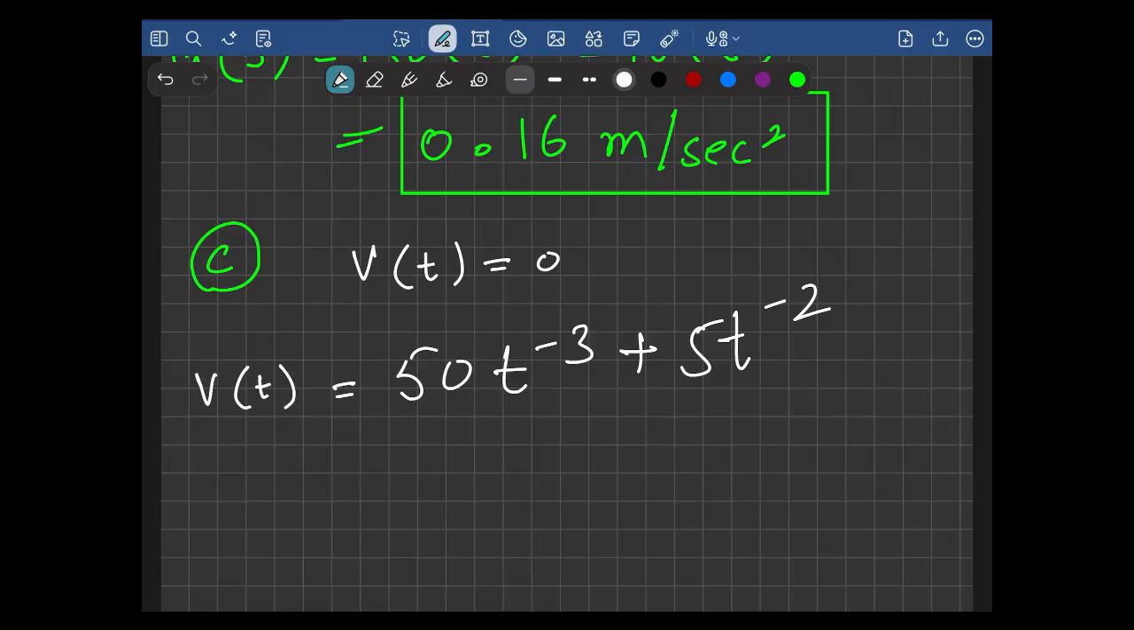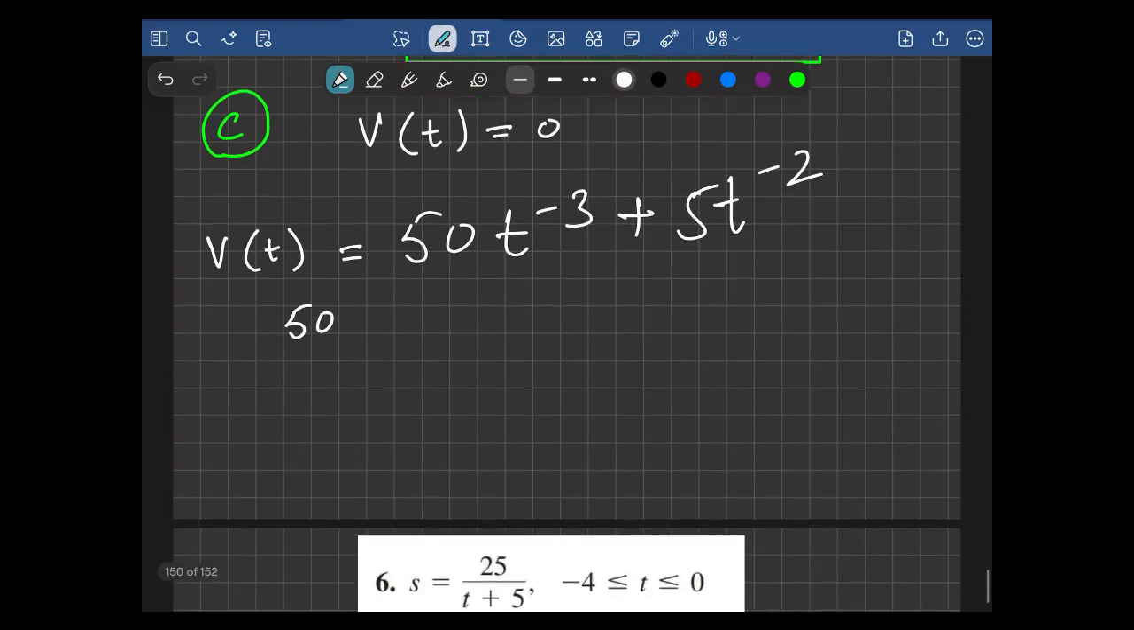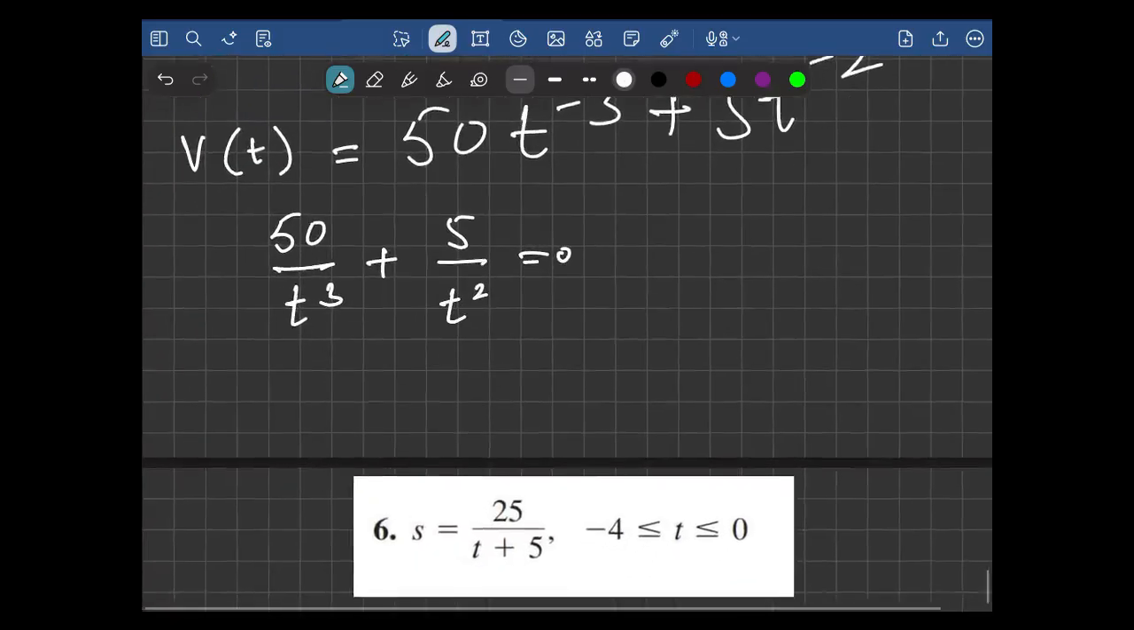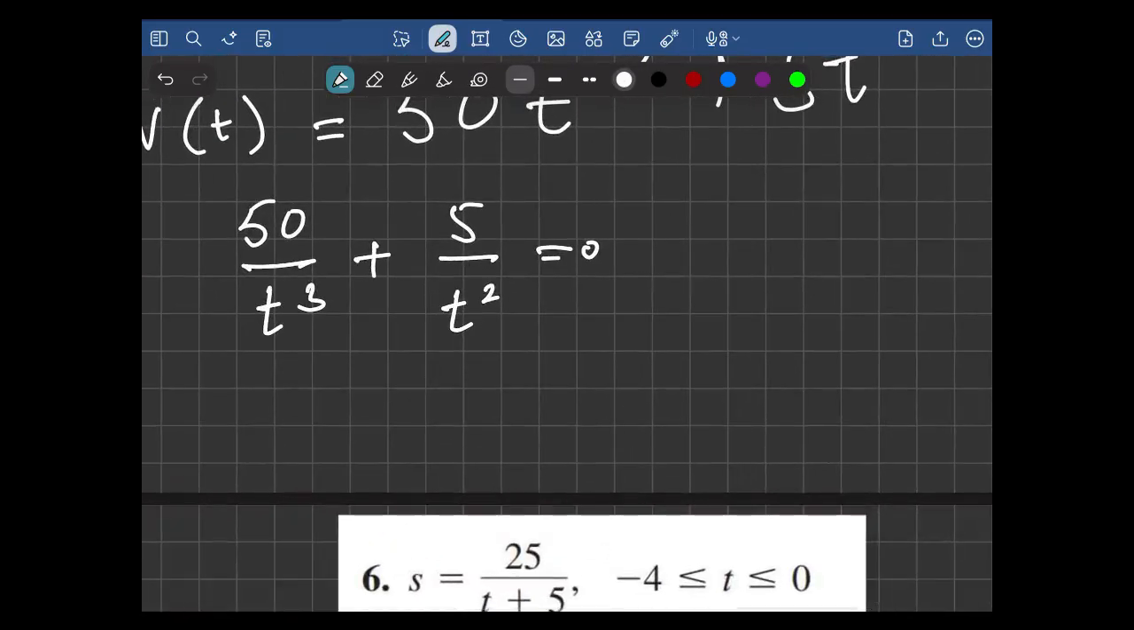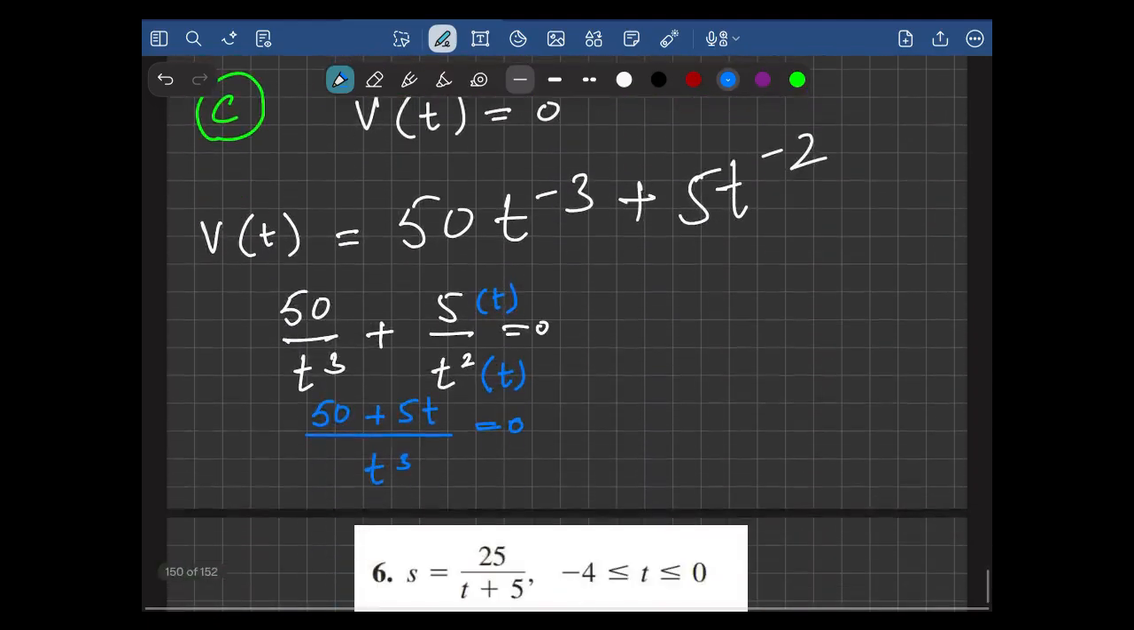Okay, velocity at time t equals 50 t. So I say, okay, if it equals 0, then 50 over t cube plus 5 over t square equals 0. What's the common LCM? The common LCM could be t cube. I have to multiply with t here and t here. Okay, the common LCM becomes t cube. So we have 50 plus 5t equals 0. It's a negative sign? Okay, sorry. So it's going to be minus 50.